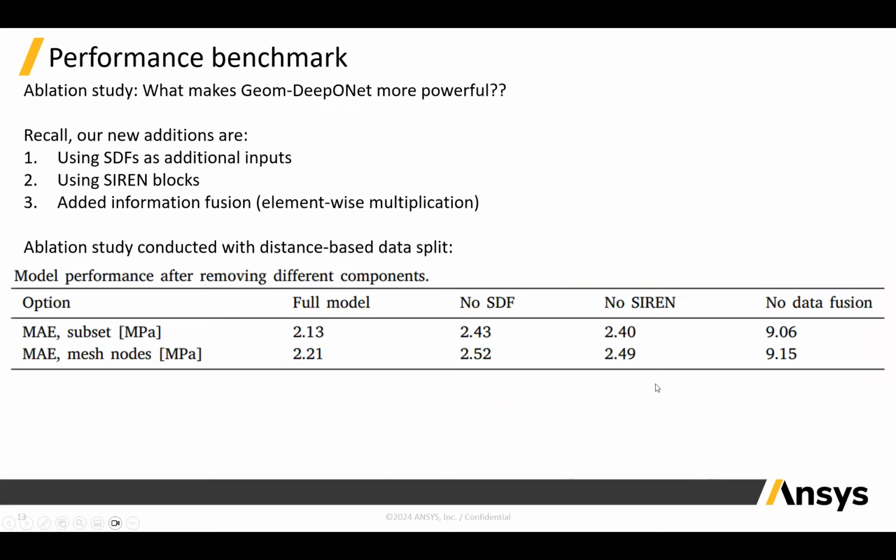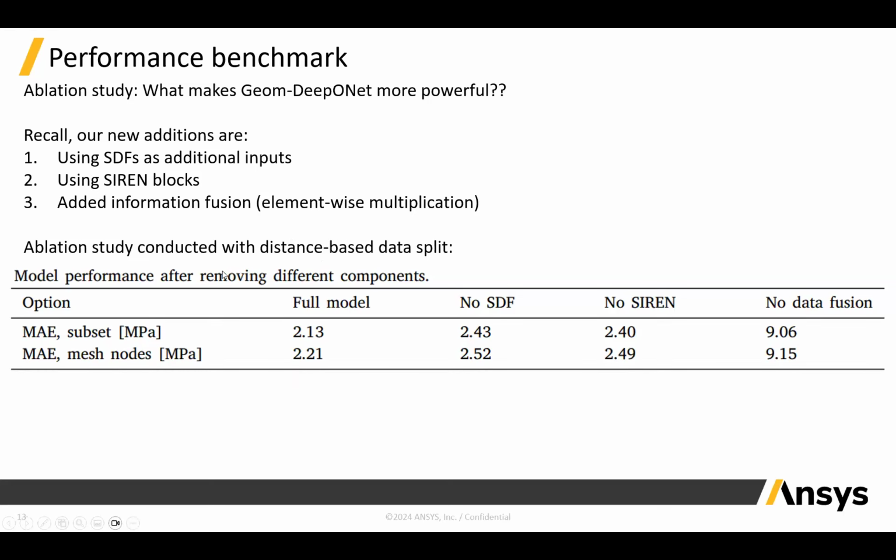So one last thing in the performance benchmark that we wanted to look at is to identify what exactly makes the new network architecture more powerful. To recall, our new additions are, first of all, using signed distance function as an additional input, in addition to just using XYZ coordinates. We're also using a SIREN block at the end of the trunk instead of just regular fully connected neural networks. We're also adding information fusion in the form of element-wise multiplication. So we perform an ablation study with this distance-based data split because it's more or less deterministic, and you eliminate the randomness of shuffling the data.